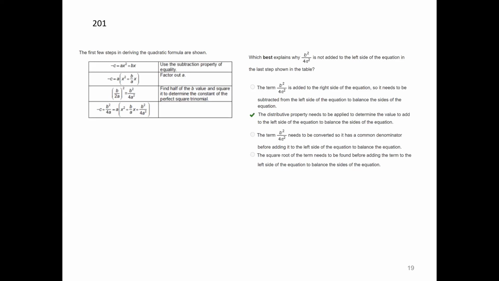201. Congratulations, you guys finished that first part. All right, go ahead and read the question. Highlight the areas that you think are important.